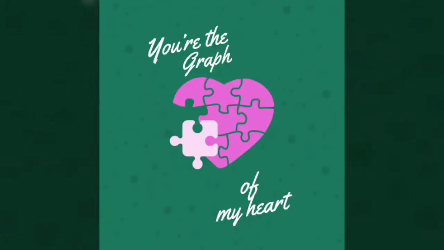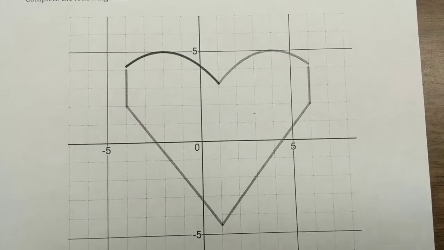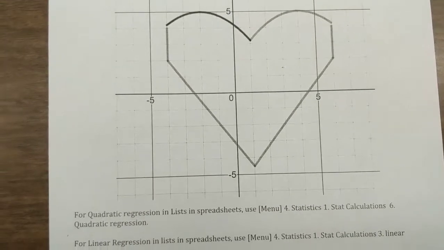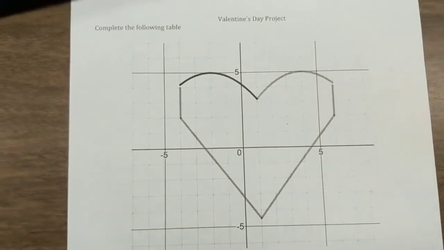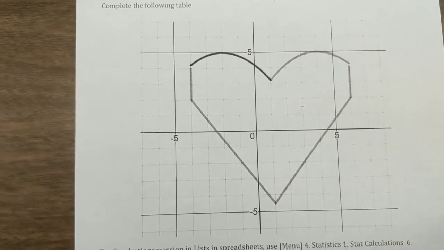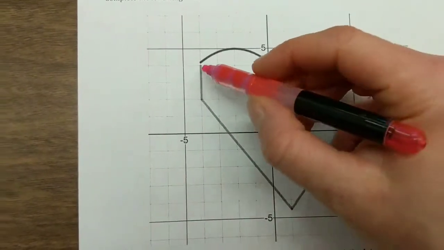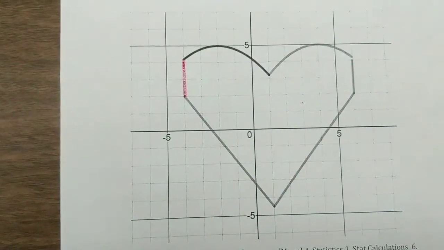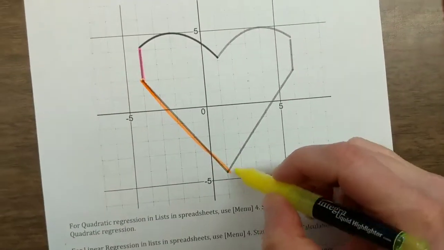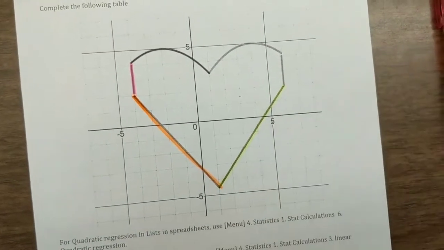Let's factor. Let's factor more. What we're supposed to do here is write the equation of this heart. Cool. Well, the thing is, there's a bunch of different pieces, right? So we can kind of split this up if we want to. Let's color code it and do one piece at a time.